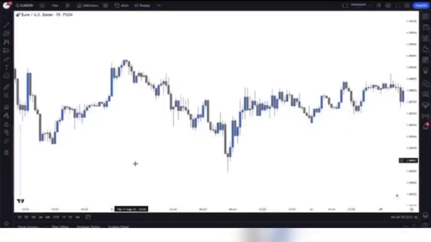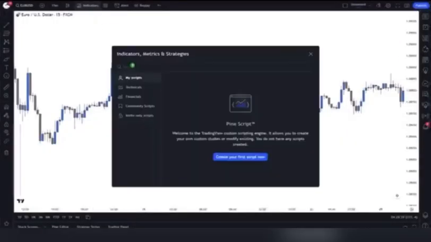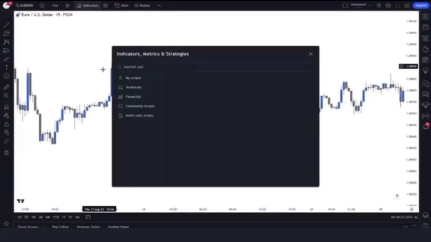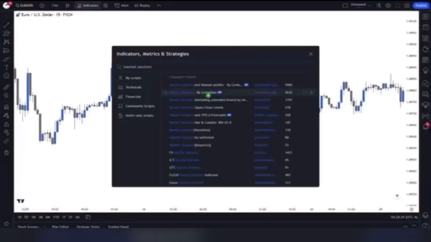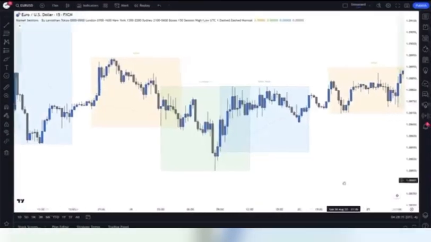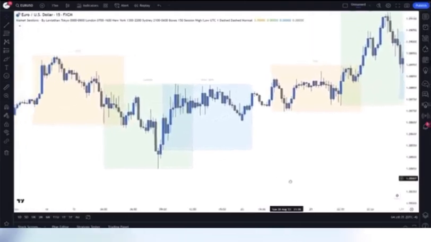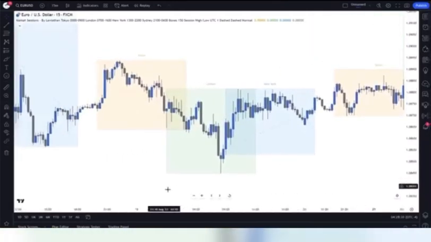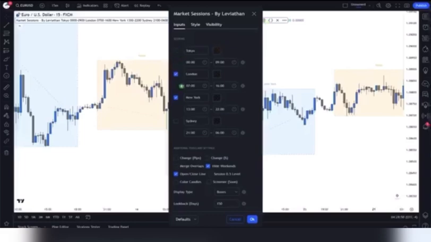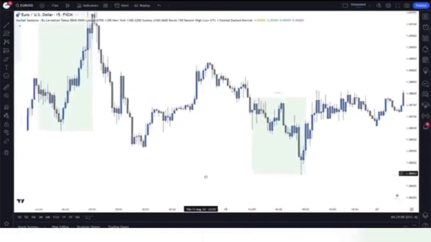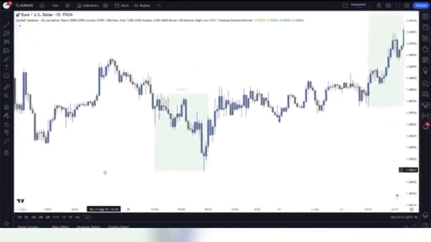Open the chart on TradingView and simply select the Indicators tab. Here, write Market Sessions and click on the indicator provided by Leviathan. This indicator shows all of the sessions, so we need to make some adjustments. In the Settings tab, first uncheck the Tokyo, New York, and Sydney, and then change the close of the London session to 13 o'clock. Then we are going to have our London kill zone marked on the chart.